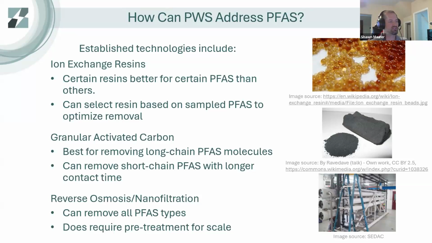Reverse osmosis is another methodology. It's good at removing all PFAS types. You do have to have some pre-treatment to prevent scaling, things like that, for the RO system. But it's similar to the other systems where you're going to want to remove large solids, contaminants, things like that, so that your ion exchange resin or your granular activated carbon or reverse osmosis is only removing the targeted things that you want it to remove.